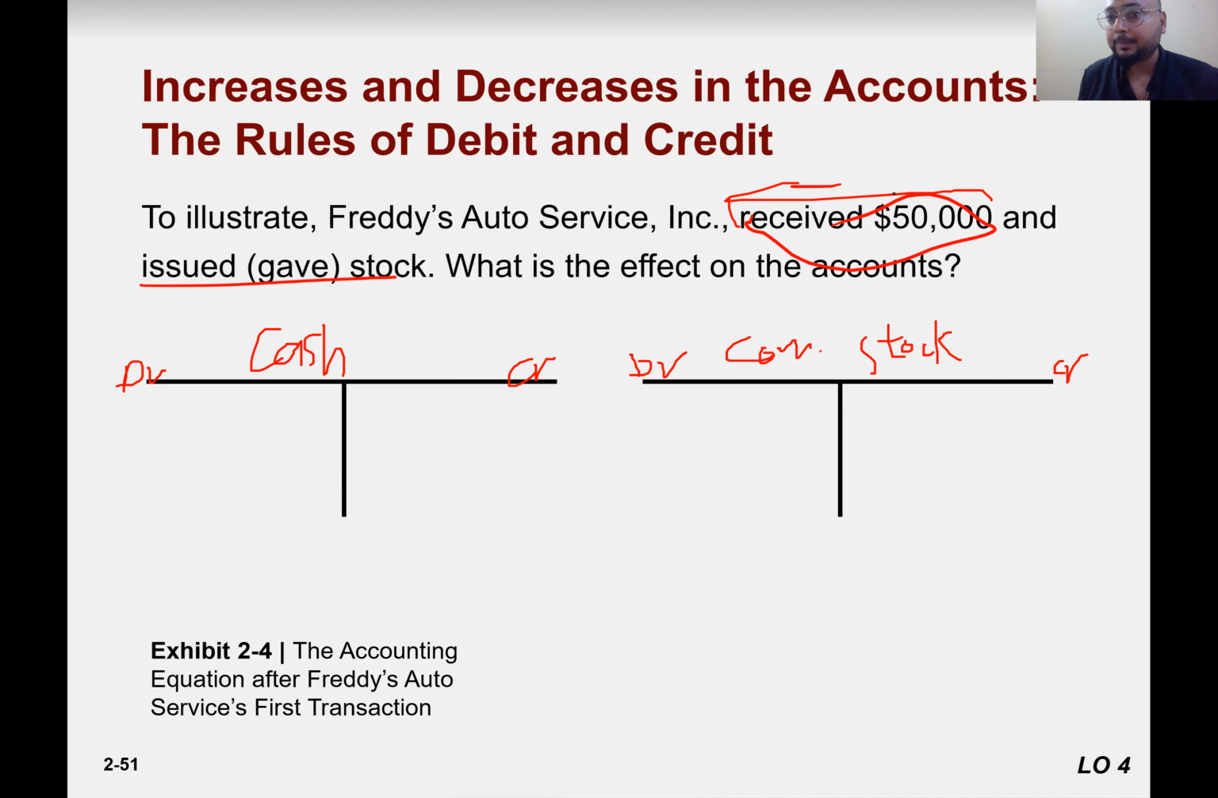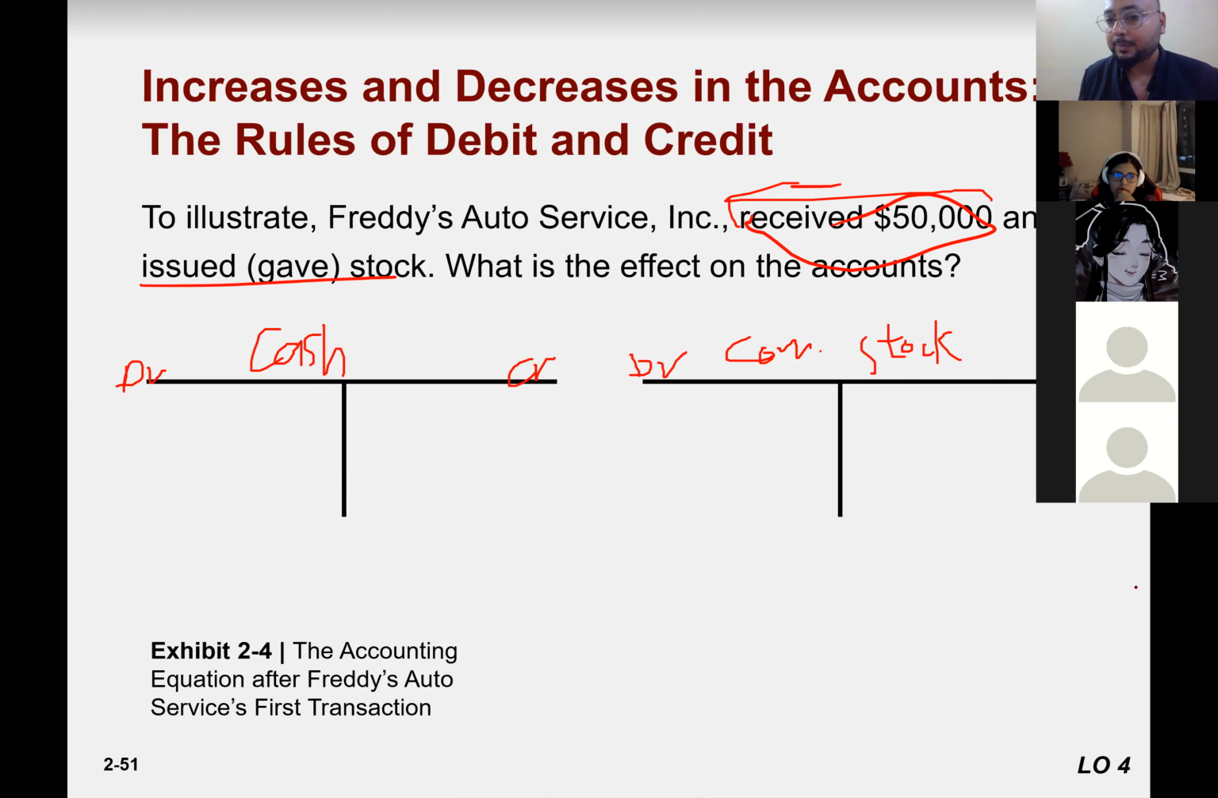Ella? I'm not sure. Why are you not sure? Give me the answer. The answer can be wrong or correct, right? Why do you say not sure? Can you repeat the question, please? The question is there. Freddie Auto Service received cash 50,000. So cash increase or cash decrease? Increase. Well done.